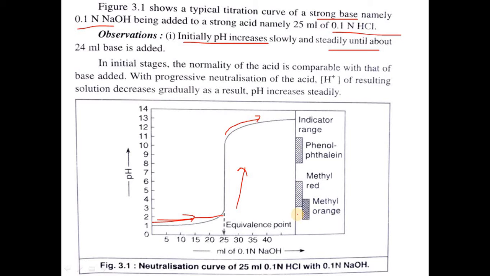There are different types of indicators at which the equivalence point can occur: methyl orange, methyl red, phenolphthalein. Phenolphthalein range is 8.3 to 10.